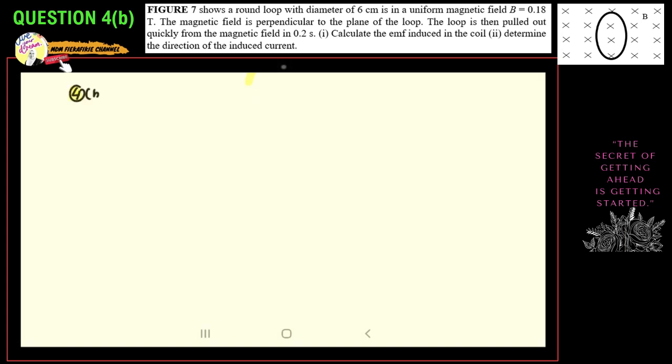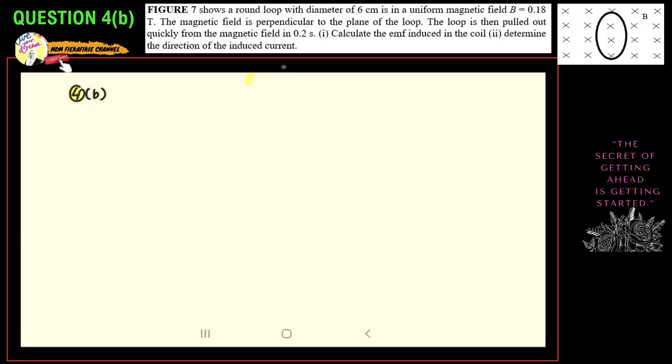Okay, so question 4B. Figure 7 shows a round loop with a diameter of 6 cm in a uniform magnetic field. B is equal to 0.18 Tesla. The magnetic field is perpendicular to the plane of the loop. The loop is then pulled out quickly from the magnetic field in 0.2 seconds. Calculate the EMF induced in the coil.